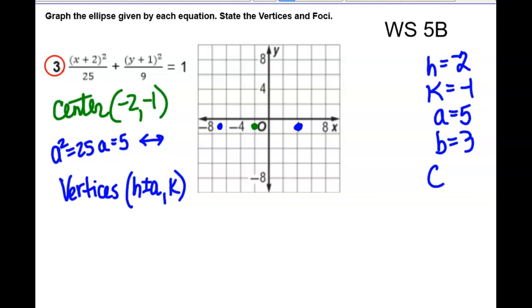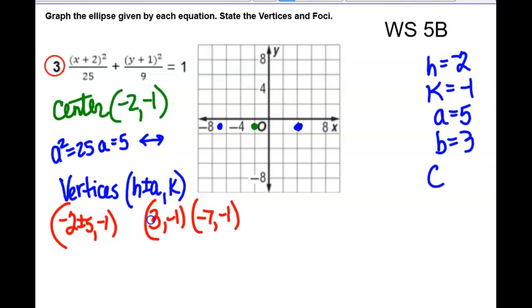All right. Back here, if I put the plus or minus 5 to find those vertices on the X coordinate, what is that going to become? Anybody quick? +3, -1, and -7, -1. Okay. Next thing we're going to do is the co-vertices.